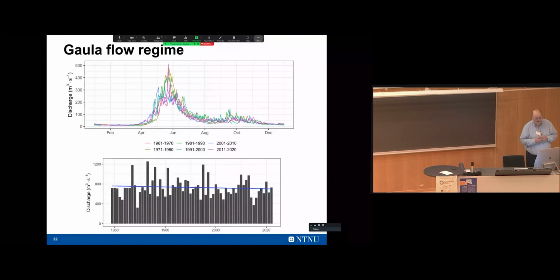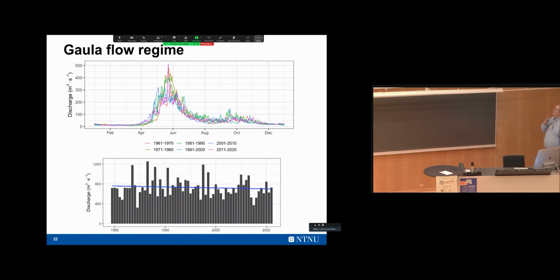Yeah, so we're going to have a look at Gaula, unregulated. You see that on the flow regime. This is the decadal flow regime for Gaula since 1961. You see there are variations between the decades, but they follow the same pattern. And there is a distribution of peaks that are also similar over the entire period.